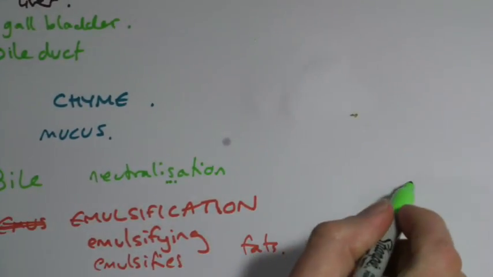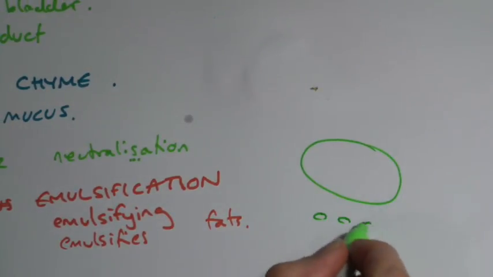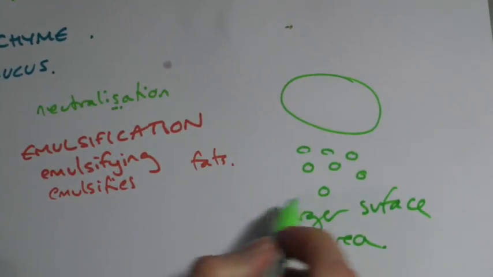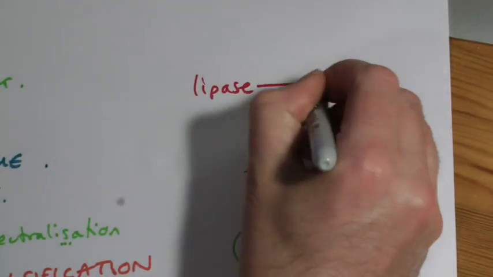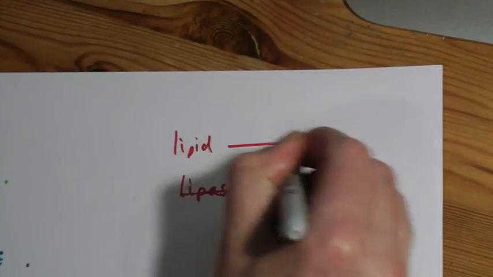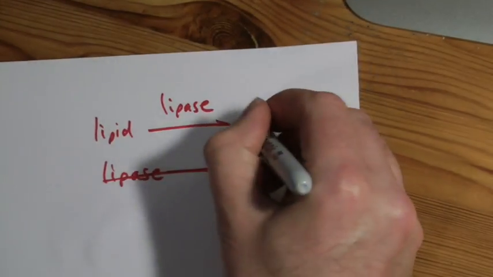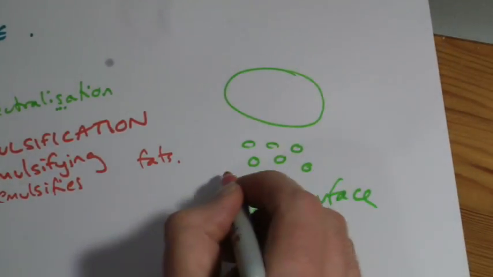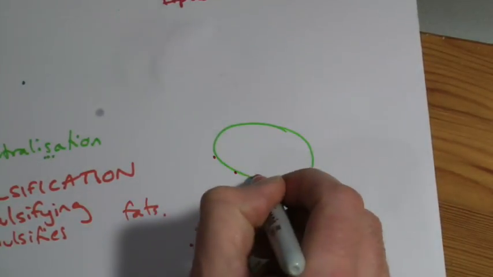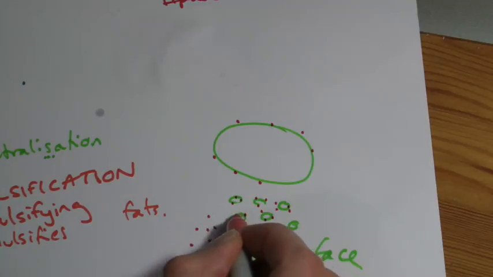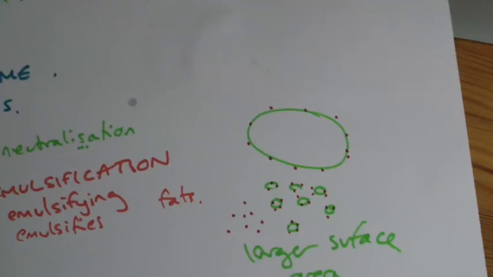Rather than having a big blob of fat, we break it down into smaller pieces, which gives it a larger surface area. And that's the key to it. The enzymes that are going to break this lipid down, which are lipases produced from the pancreas, break lipid, with the lipase enzyme on the arrow, into fatty acids and glycerol. Imagine these little red dots are my lipase. These bulk enzymes can't get into the middle. They can only attack the outside very slowly, but here they can get all the way around these little droplets. Because there's a larger surface area for them to work on, they can digest more quickly.